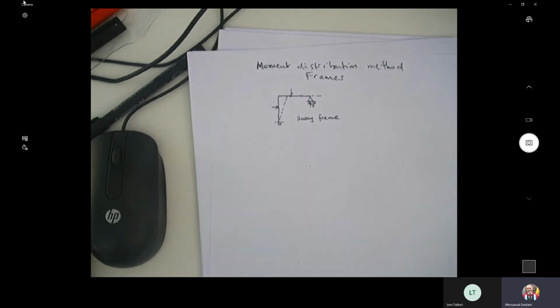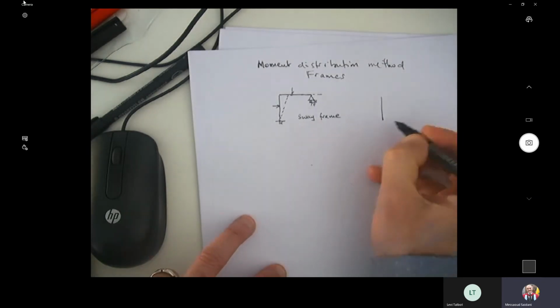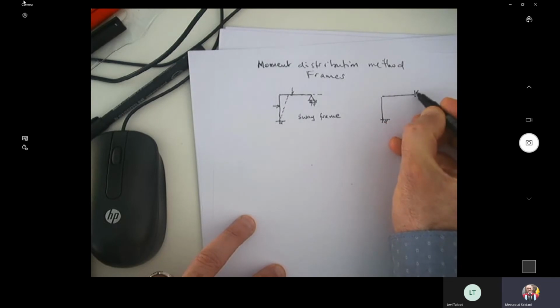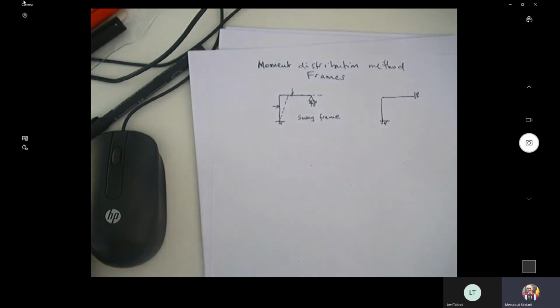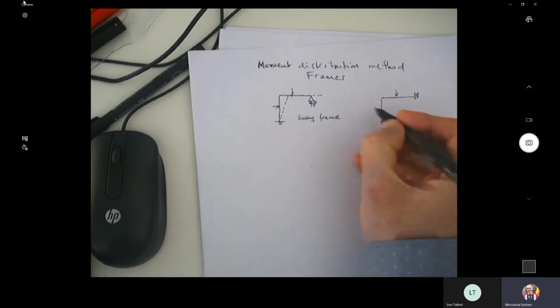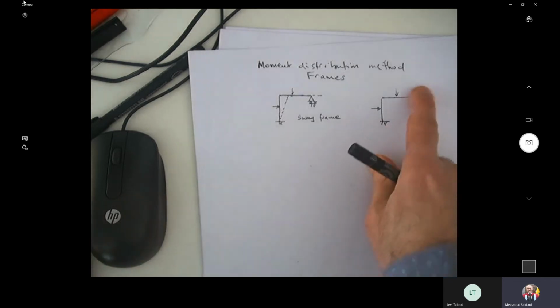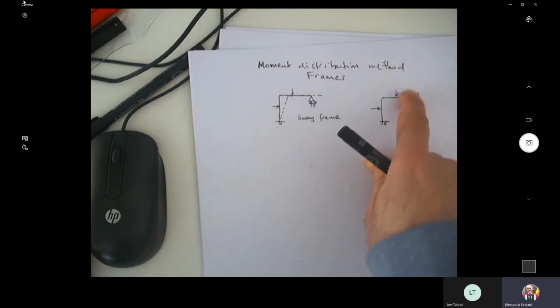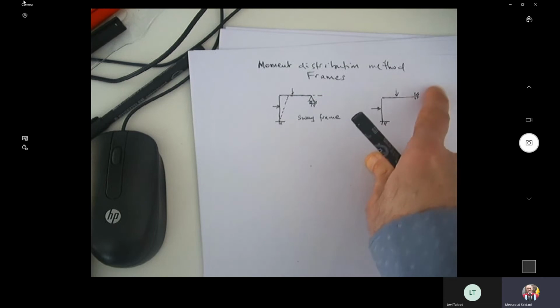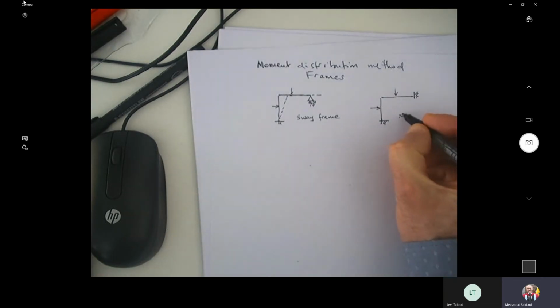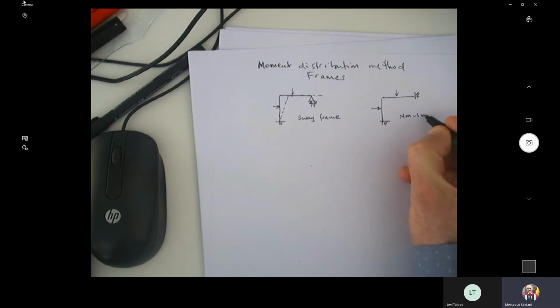If I take the same frame and I block the lateral movement, you agree here that the frame cannot sway? Yeah? Because it's prevented. So there is no lateral movement because it's prevented by the rigid support here. So this is a case of a non-sway frame.